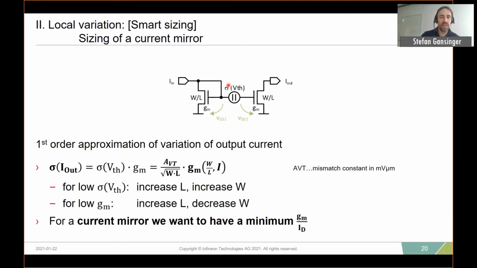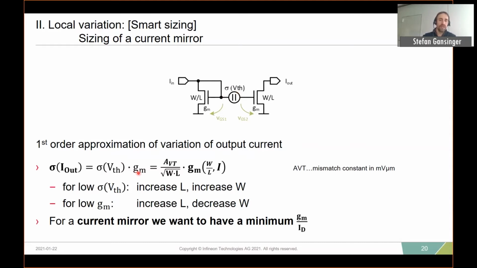Looking at the circuit, we can define that the variation of the output current, so the sigma of the output current, is given by Gm times this offset voltage. We can, of course, write this down in an equation. So the output current variation is given by the threshold mismatch, the standard deviation, times Gm.